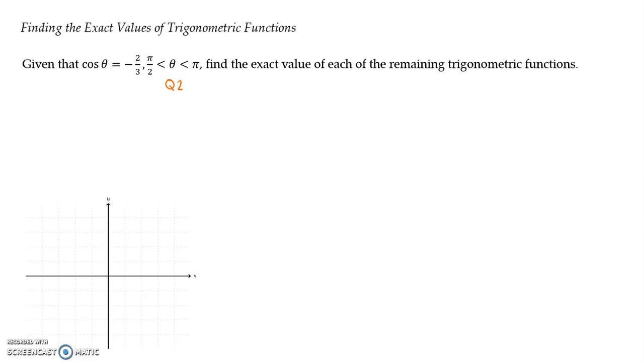If you would rather work with degrees, pi over 2 is the same thing as 90 degrees. And pi is the same thing as 180 degrees. Right, so our angle measure has to be somewhere between 90 and 180. That's going to put it in quadrant 2. And you want to make sure that you're drawing your triangle in the correct quadrant. So let's go ahead and draw the triangle in quadrant 2.